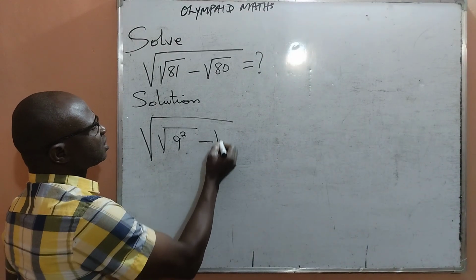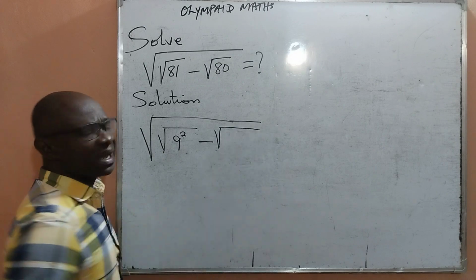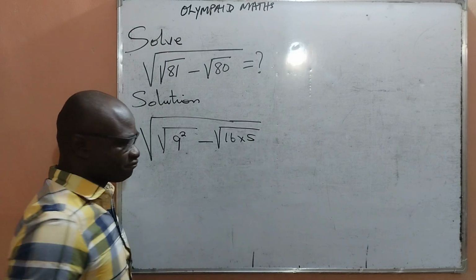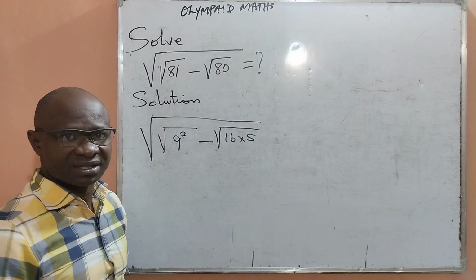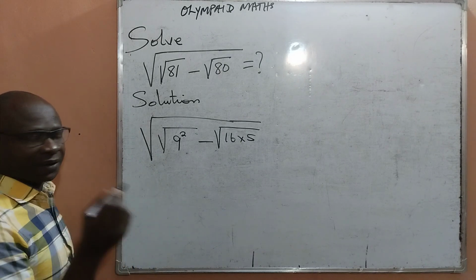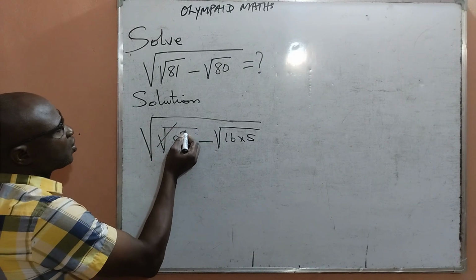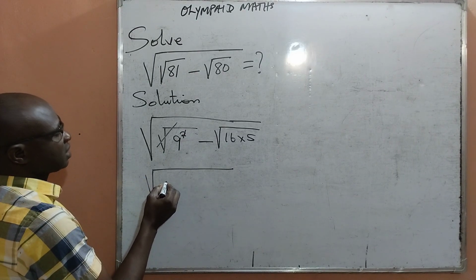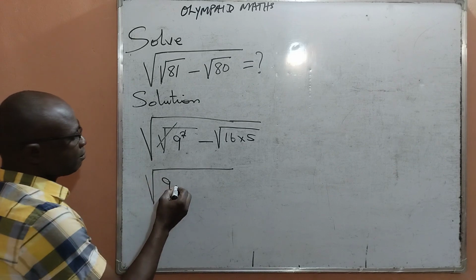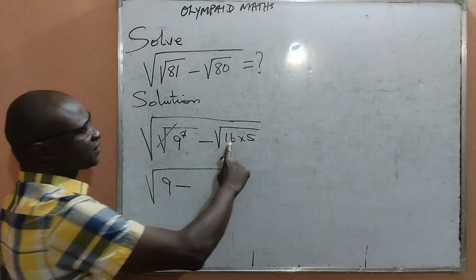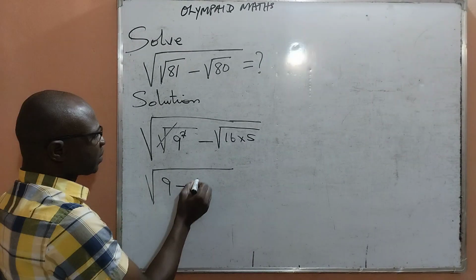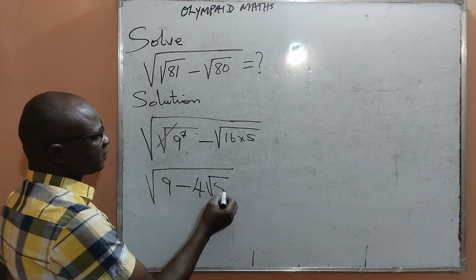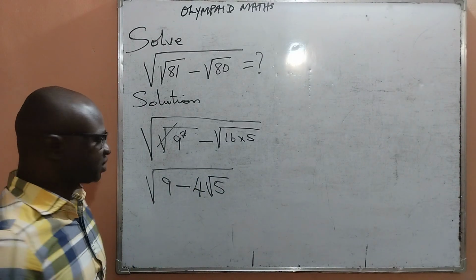Then minus the square root of 80, which can be written as the square root of 16 multiplied by 5, because 16 multiplied by 5 is 80. Moving forward, you can agree with me that the square root symbol cancels with the square, leaving us with the value 9 minus the square root of 16, which is 4. So that will make us have 4 outside the square root sign, then the square root of 5. Alright, this is what we have.